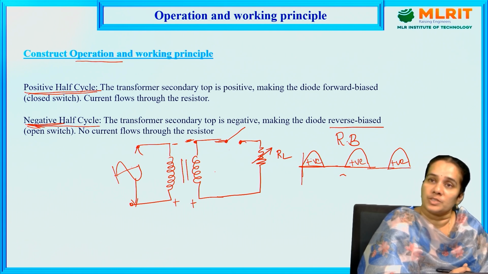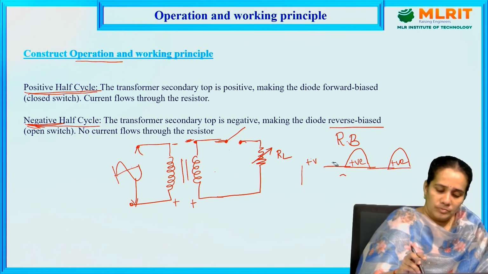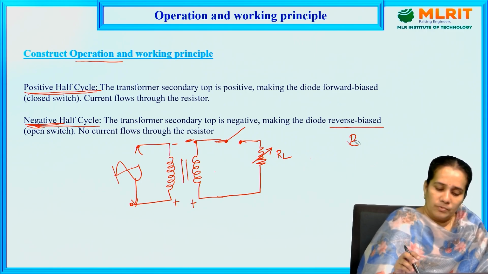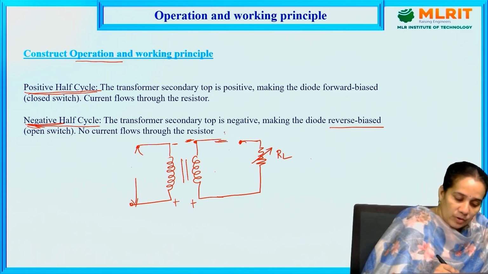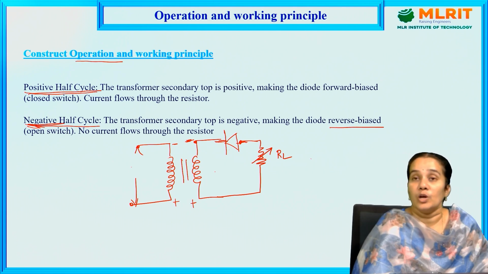That's why the efficiency will decrease. Next, here, what is the output voltage we are getting? Only the positive voltage. If we require only the negative half cycle, then the diode is connected in reverse. Means the cathode is connected to the secondary winding and the anode is connected to the load resistance.